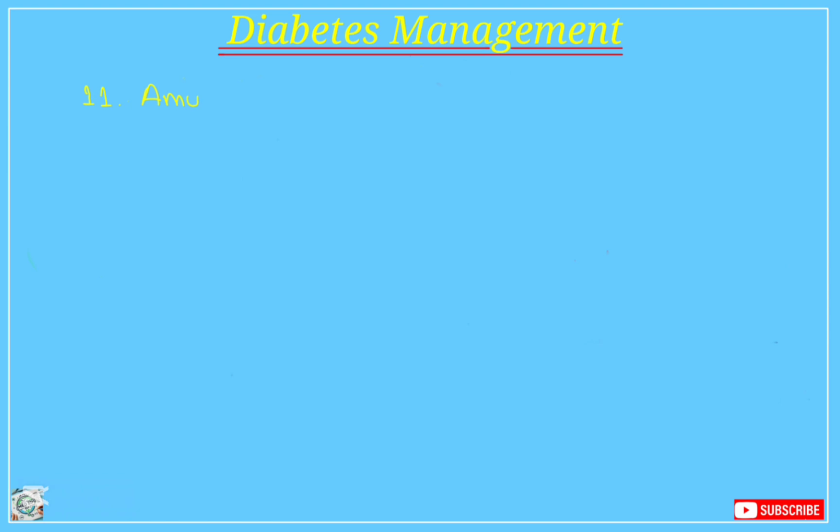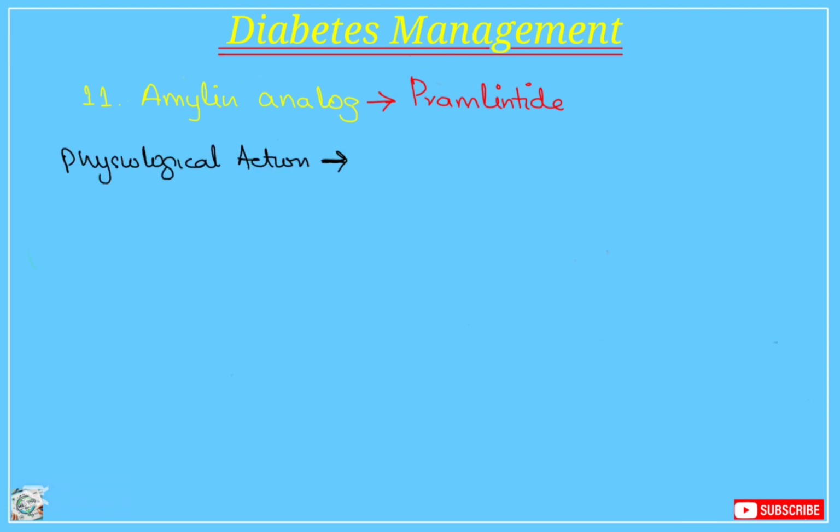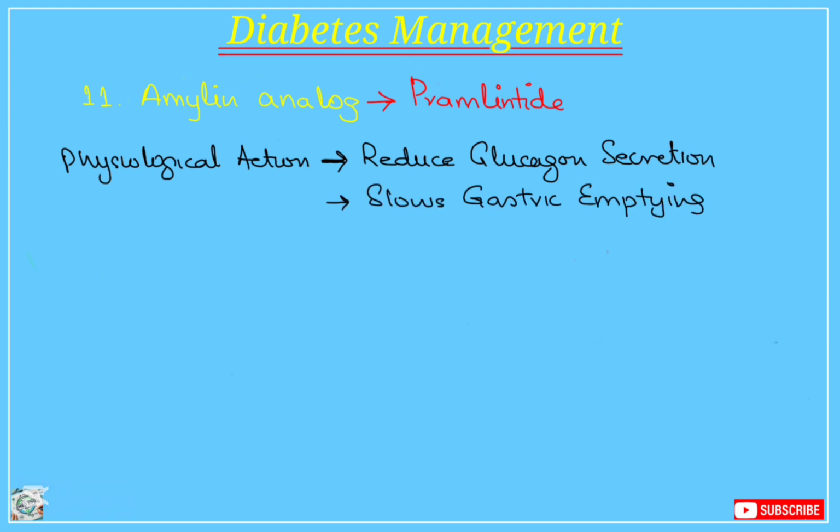Last but certainly not least, we have amylin analog medications, and the most commonly used drug in this class is pramlintide. Pramlintide is the only FDA-approved non-insulin therapy that can be used in type 1 diabetes. Pramlintide works by decreasing the glucagon secretion, which in turn leads to reduced hepatic glucose production. Glucagon normally signals the liver to produce glucose, so by inhibiting this, pramlintide helps control the high blood sugar levels.